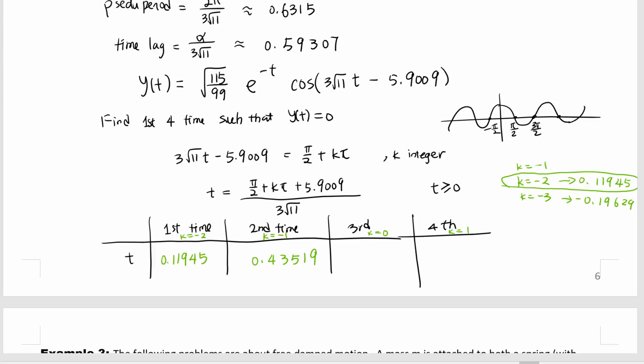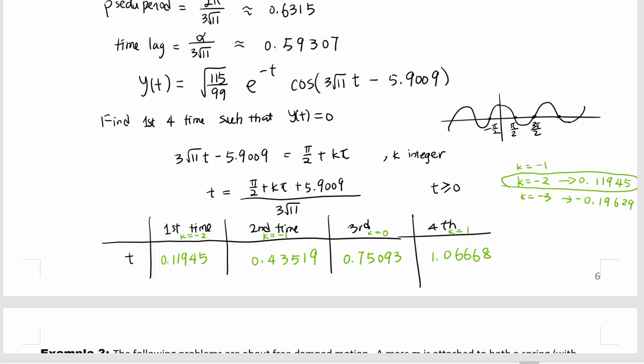Let's see. Then we have 0.750933, so 3. Okay, and the next one we have 1. So 1 means in some negative part we have at. Okay, so my answer is 1.06665, so that is 8. Okay, so those are the first 4 passages through the equilibrium position. So far, so good, everybody?